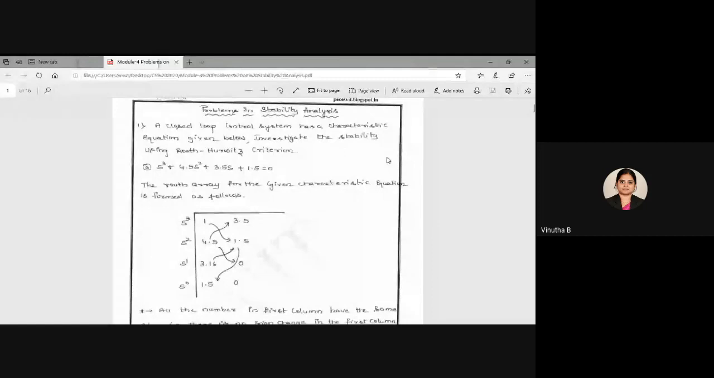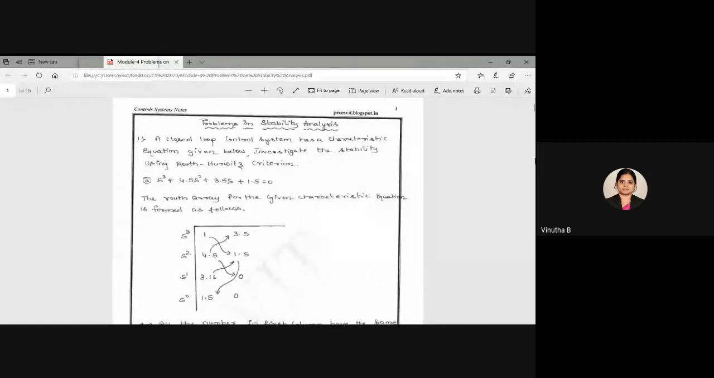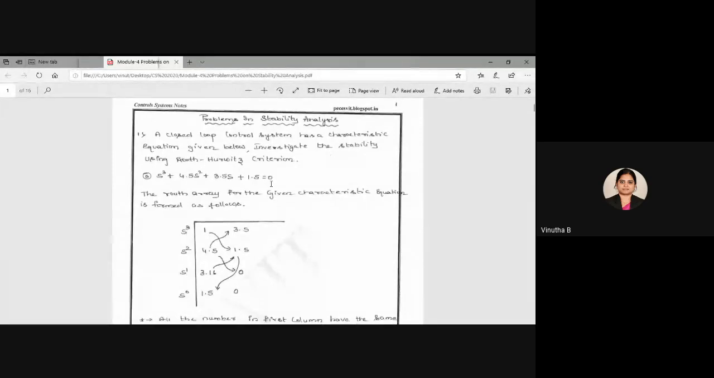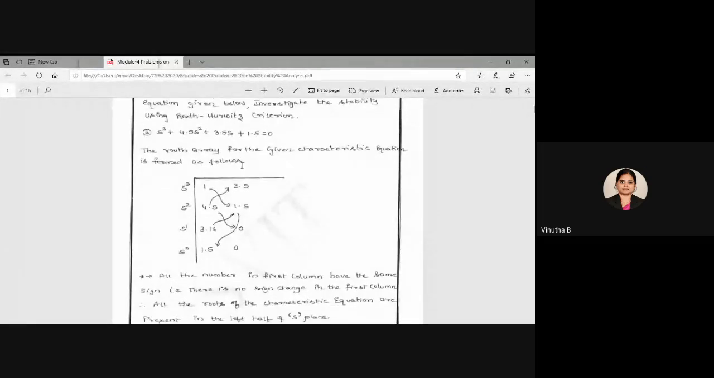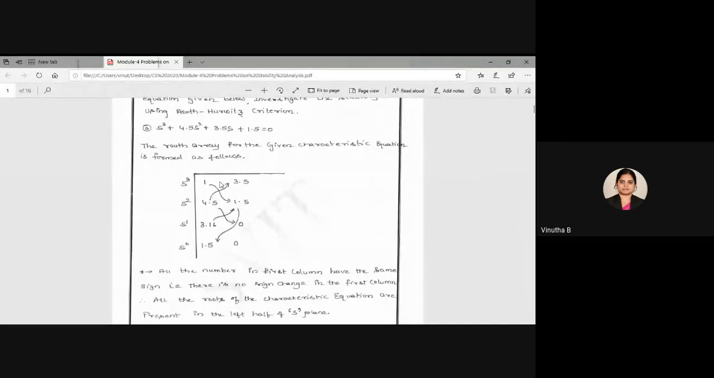Okay. So these are some of the other problems. Let's see how these problems are solved. So this was the one which we have discussed already. There is a characteristic equation which is given here. So how was that done? The Routh array for the given characteristic equation is formed. So this is a very basic problem.